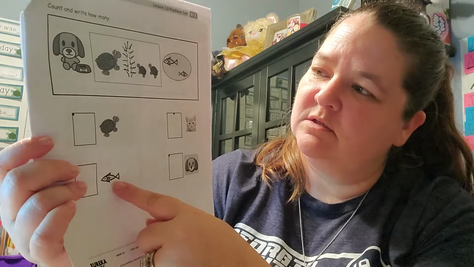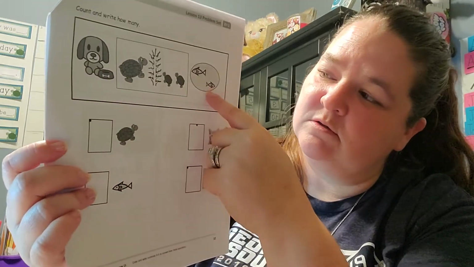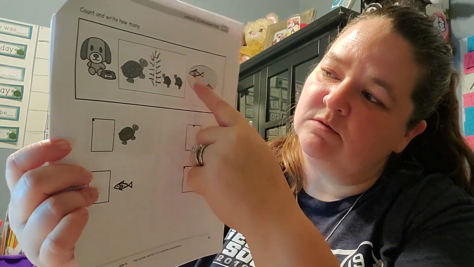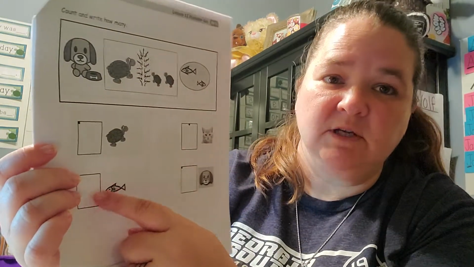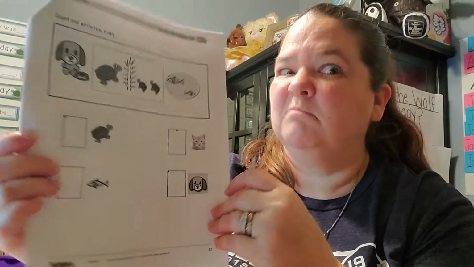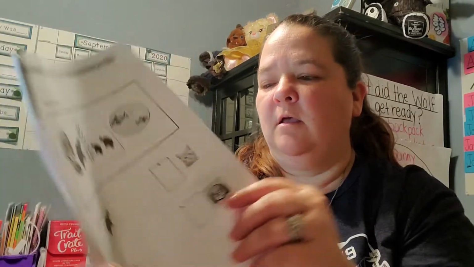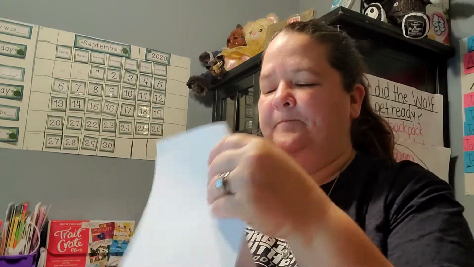Fish. How many fish are in the picture? 1, 2. I don't see any. Yeah, 2 fish. So you can write a 2 in the box, okay? You guys can do that. That's some easy, easy stuff. Okay. We're going to start on our lesson for today.